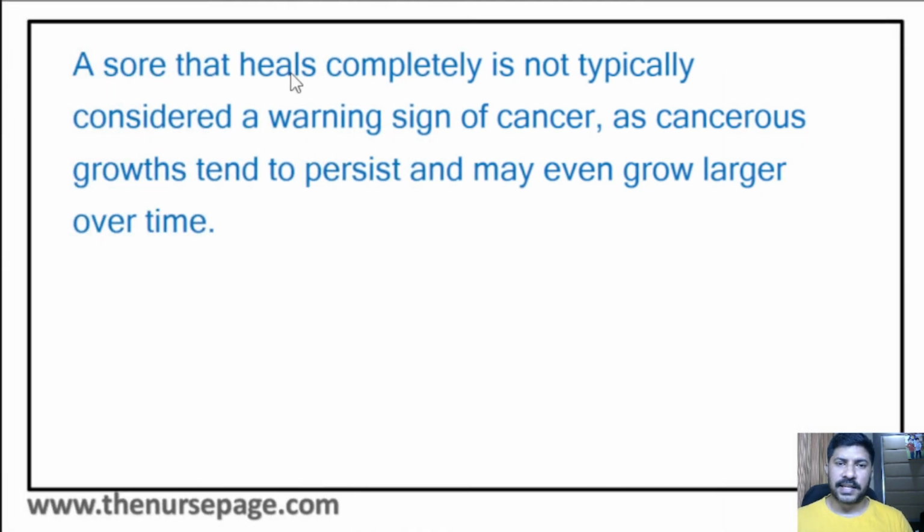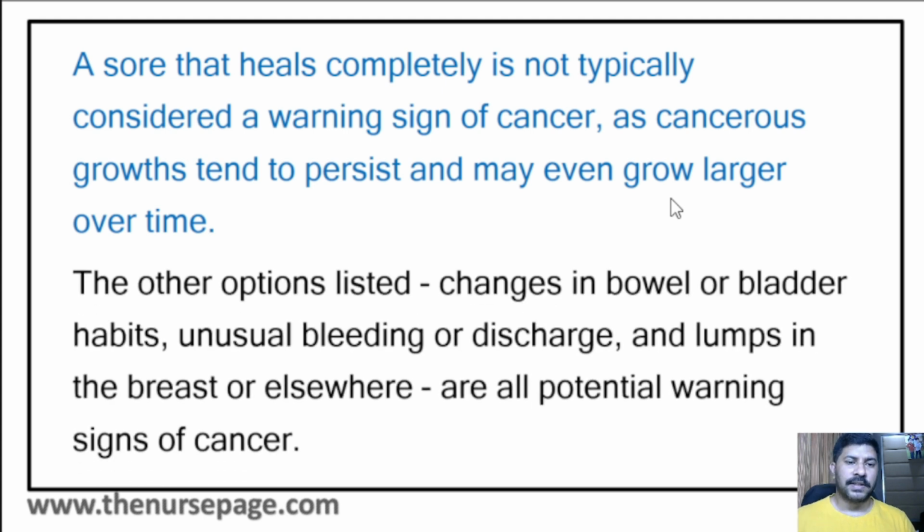A sore that heals completely is not typically considered a warning sign of cancer, as cancerous growth tends to persist and may even grow larger over time. The other options listed, that is changes in the bowel or bladder habits, unusual bleeding or discharge, and lumps in breast or elsewhere are all potential warning signs of cancers.